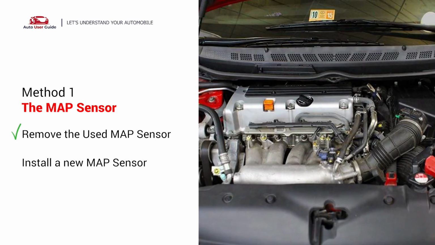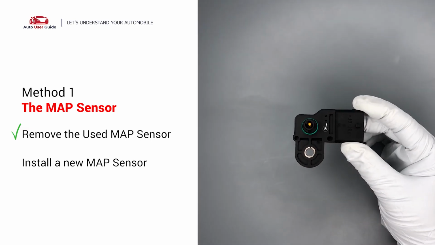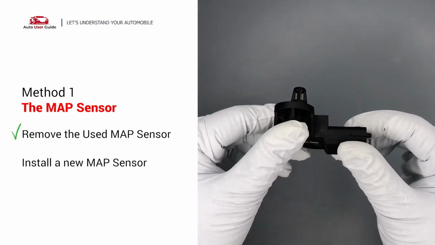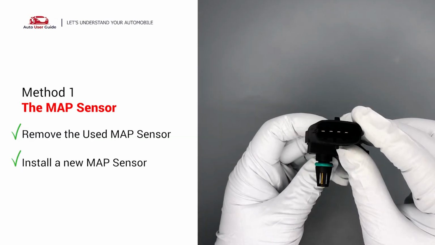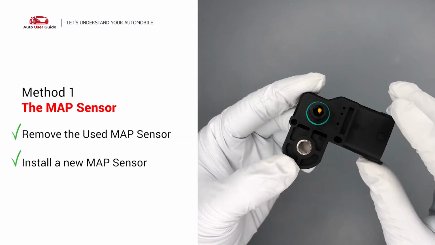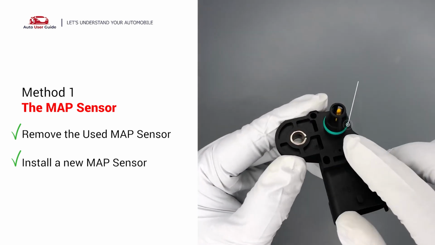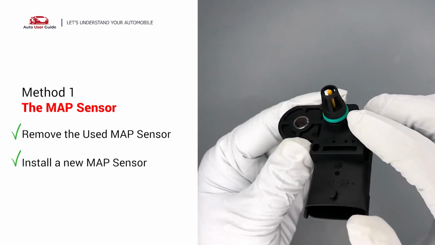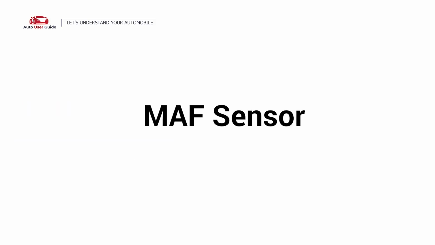The MAF sensor is typically located on the intake manifold, either next to or on the throttle body itself. First, carefully remove the MAF sensor from the engine. Inspect the MAF sensor for any damage. If damage is found, then replace the MAF sensor. When you install a new MAF sensor, check to make sure the new O-ring is in place and not damaged.